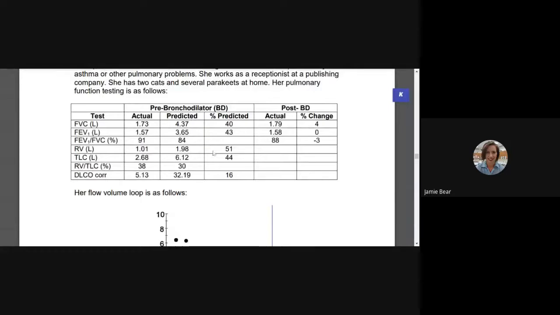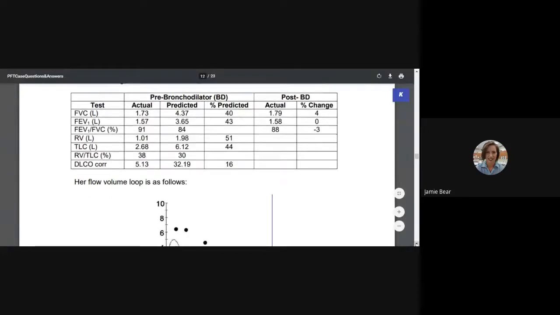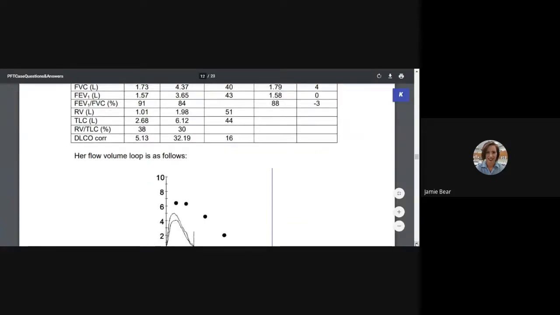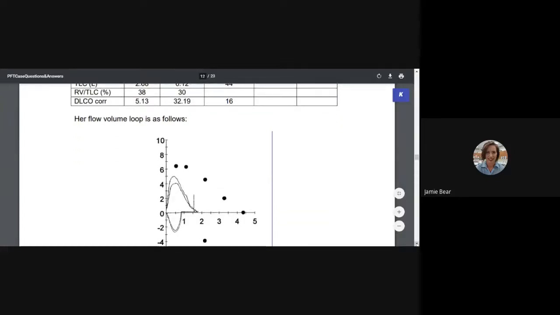Now, let's go over here and look at her lung volumes and capacities. Her residual volume is only 51%, and her total lung capacity is 44%. As we talked about before, in restrictive diseases, all lung volumes are diminished. So we have restriction with, once again, a very impaired diffusion capacity. Okay, so something in the alveolar capillary membrane is not letting that gas diffuse. And then if you look at her flow volume loop, you can see that it's narrowed or pinched.